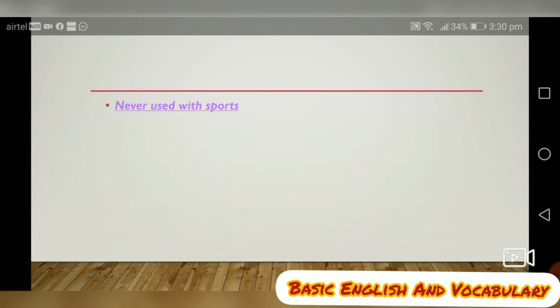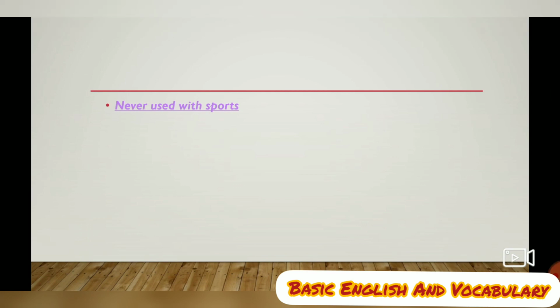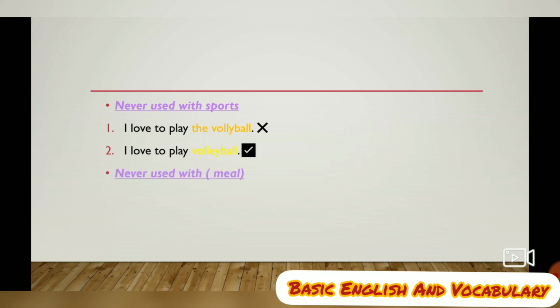Next is never use with sports, because sports is an adjective, that's why we don't use an article with sports. Like for example, I love to play the volleyball. Here the volleyball is a wrong sentence and the correct one is I love to play volleyball. And the next point is never use with meals. Meals like breakfast, lunch, dinner, supper, and so on. So the example is have you taken your the breakfast? The breakfast here is wrong. And the correct one is have you taken your breakfast? And it is correct.